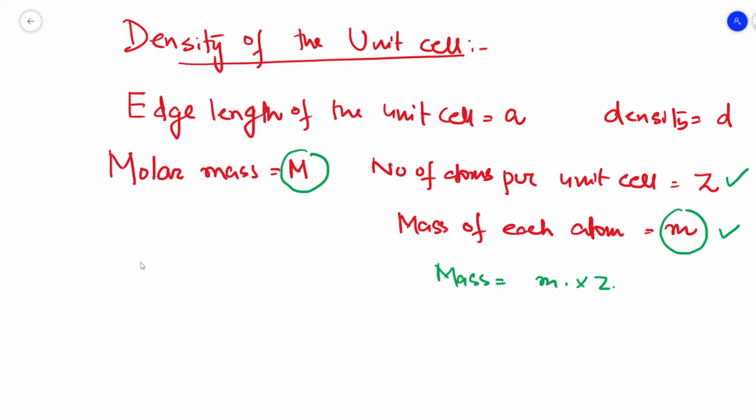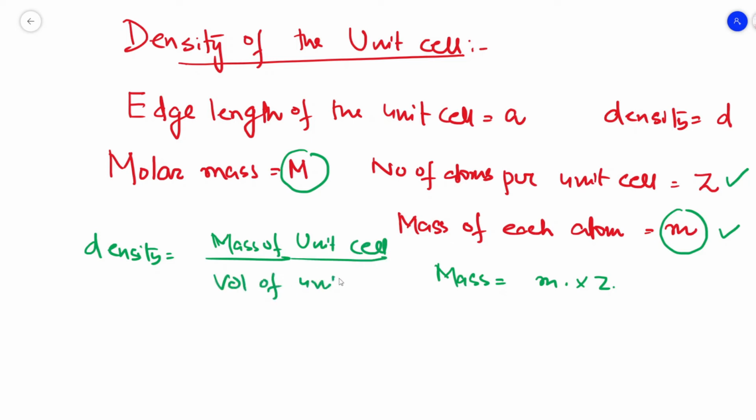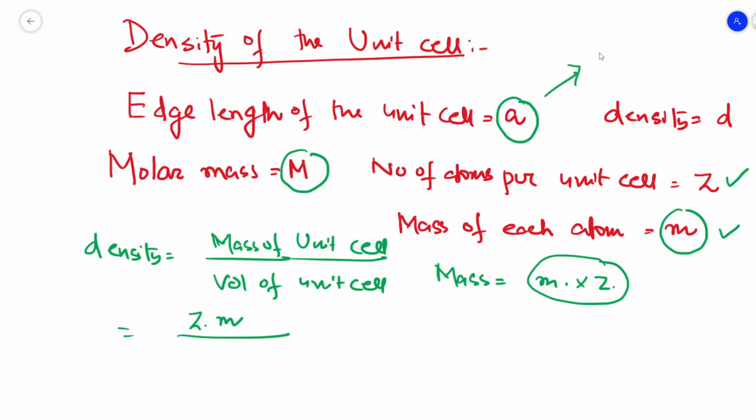Now, how can you calculate density? Density is equal to mass of unit cell by volume of unit cell. The mass of the unit cell is Z into m, which we have already calculated. Now the edge length of the unit cell is a and the unit cell is cubic in nature. So what will be the volume of the unit cell? As the unit cell is a cube, the volume will be a cube.